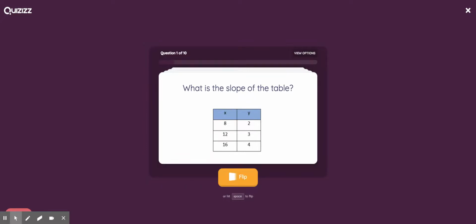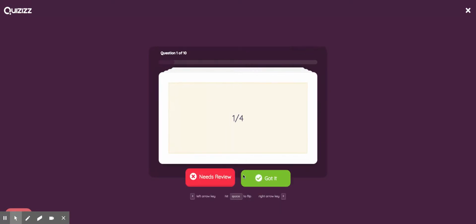Okay, so when we're looking at the slope of a table, we're always looking at the change in y over the change in x. So if I look here, I can see that I'm going from 2 to 3 to 4, so that's an increase of 1. And then my change in x, I'm going from 8 to 12 to 16, so that's an increase of 4. So my slope would be 1 over 4.